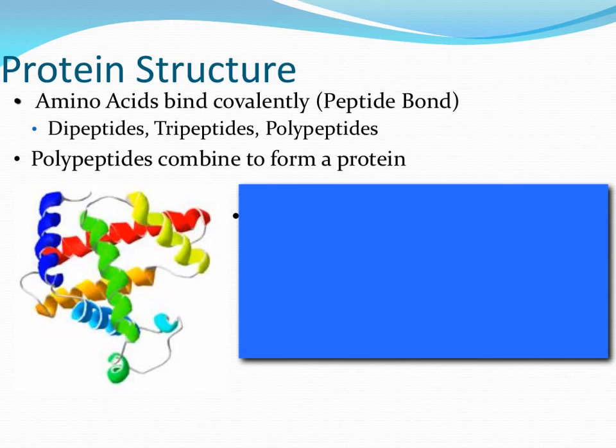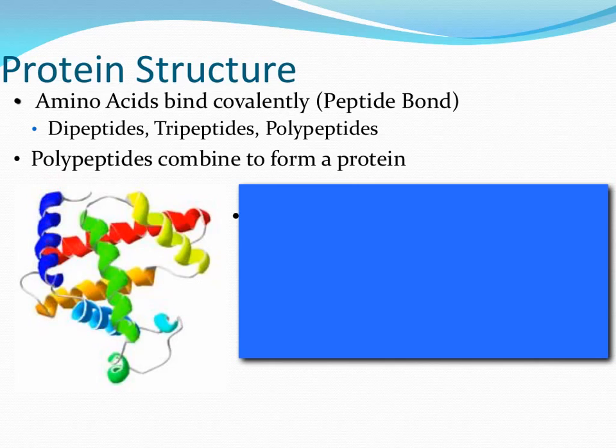Protein structure: proteins are made up mostly of, like I said, amino acids, and they bind covalently to form peptide bonds. And just like you have mono and disaccharides and so on, you can have dipeptides and tripeptides, and then polypeptides. So this would be a big chain of amino acids linked together, and then polypeptides can combine to form a protein. Down here we have a little computer rendering of what a protein might look like, and you can get lots and lots of different shapes of polypeptides.